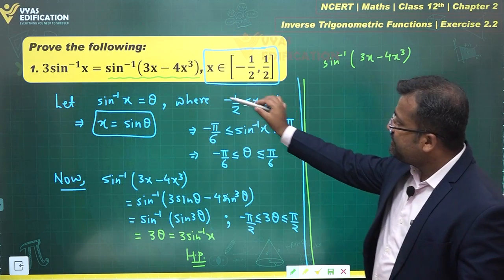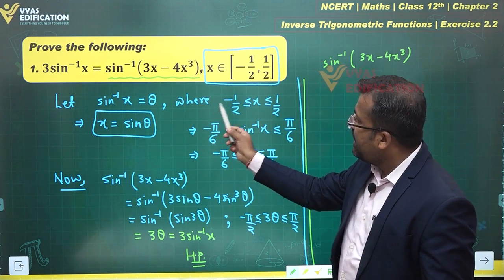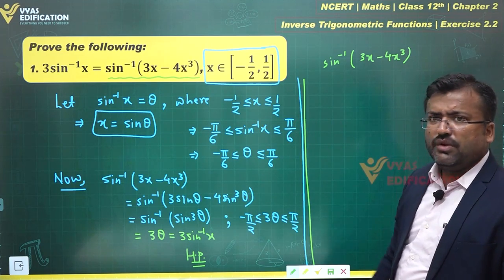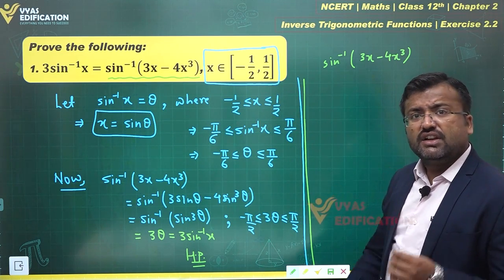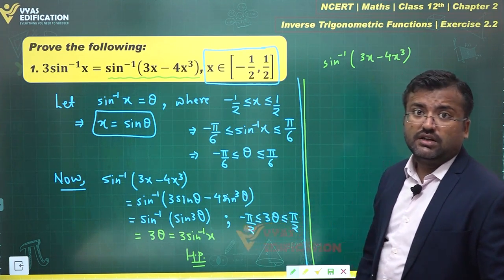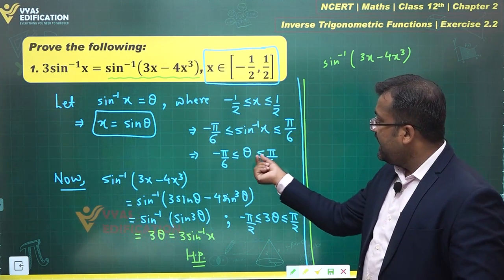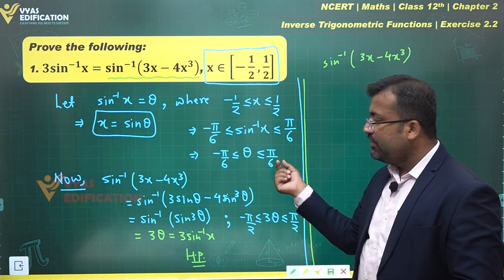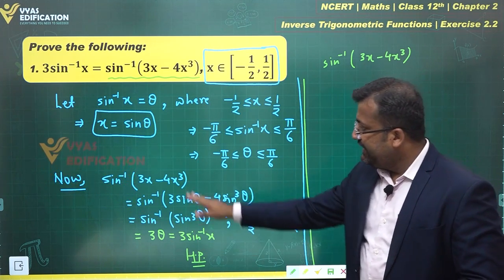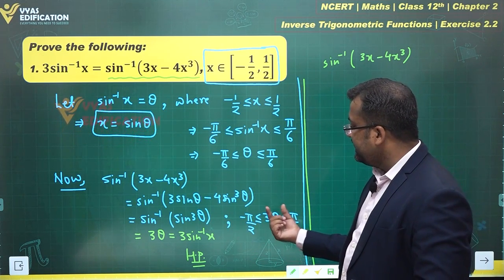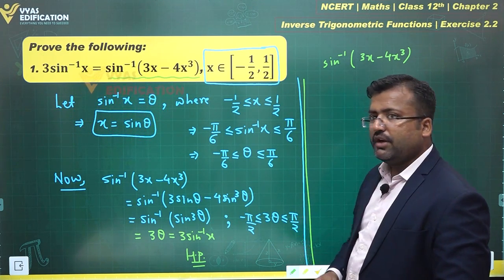Now the initial steps will be the same, but here the value of x will not be from minus 1 by 2 to 1 by 2, as has been given to us. We'll consider x from minus 1 to 1. Sin inverse x will lie from minus pi by 2 to pi by 2, and this will lie from minus 3 pi by 2 to 3 pi by 2. This will remain the same, and at this stage you'll realize that 3 theta lies from minus 3 pi by 2 to 3 pi by 2.